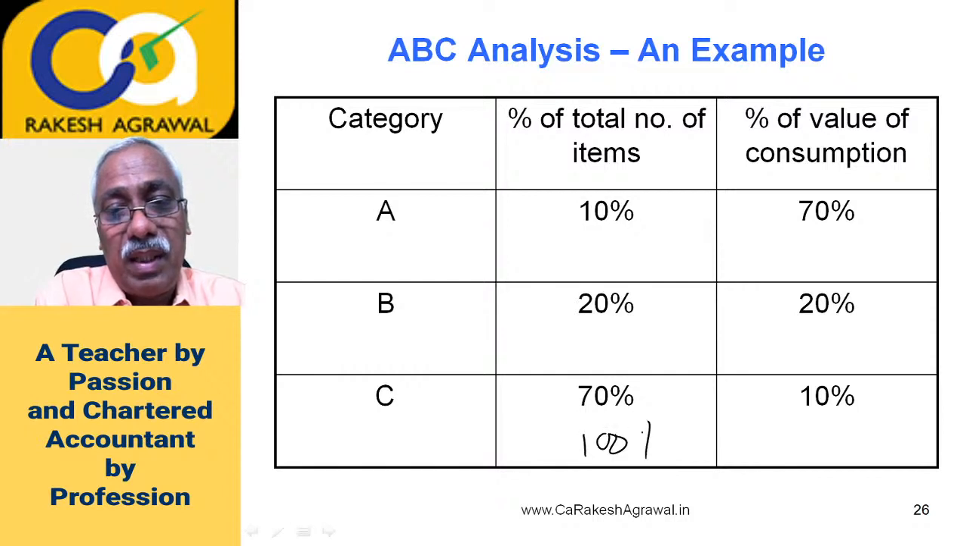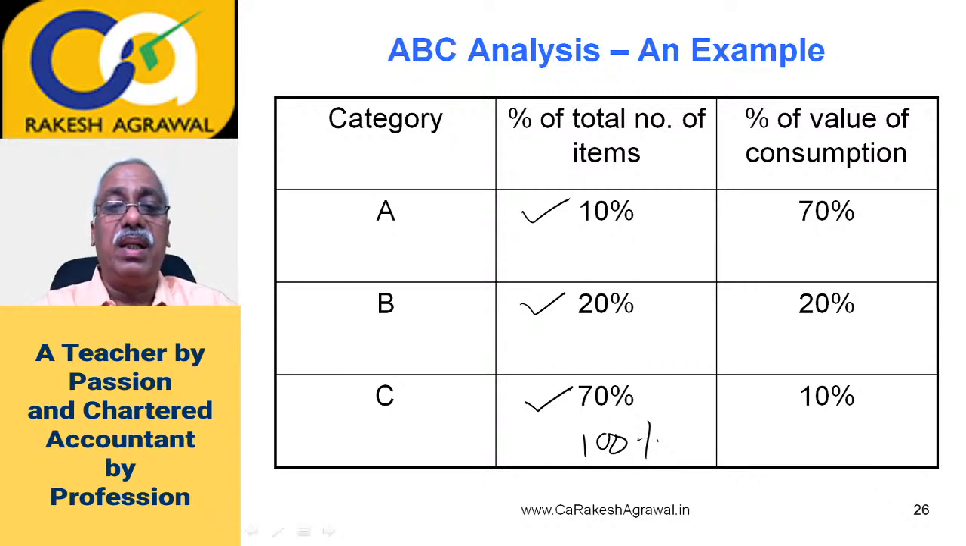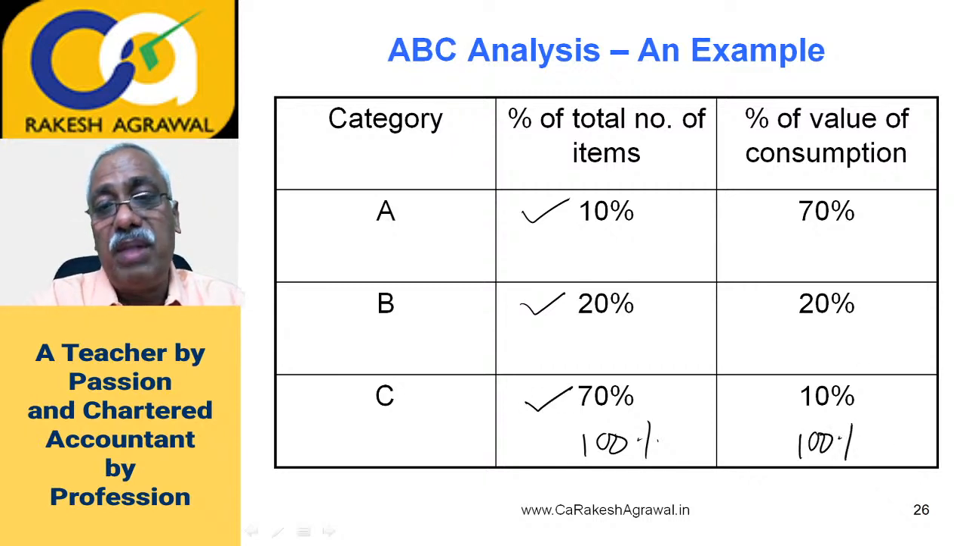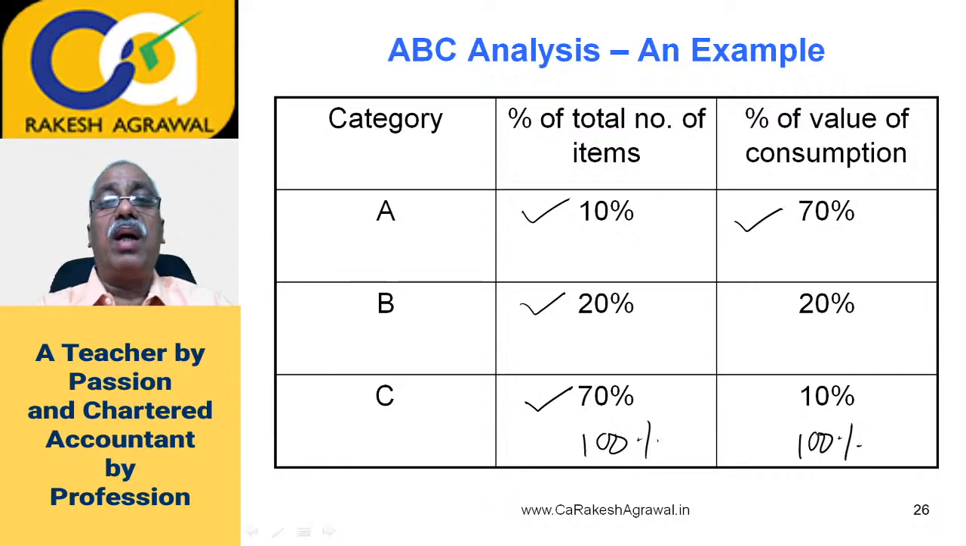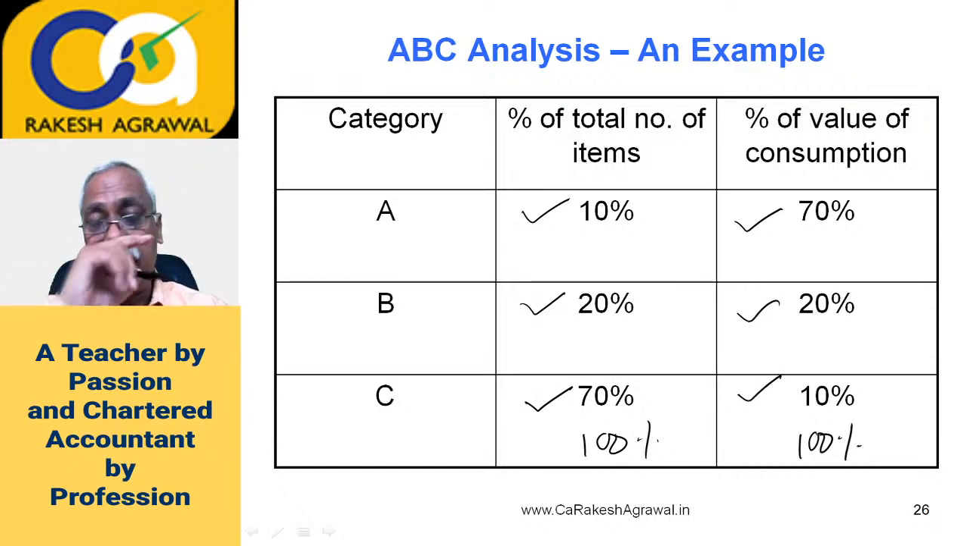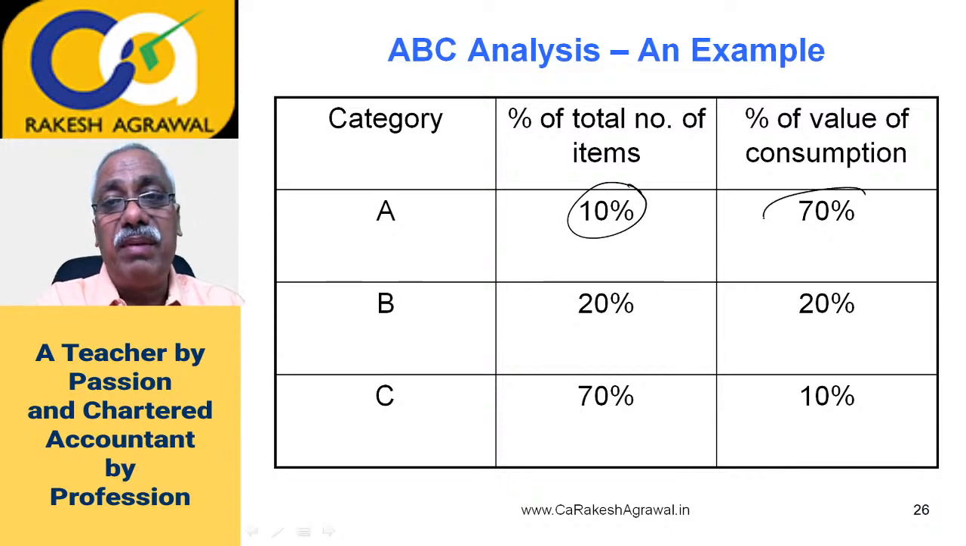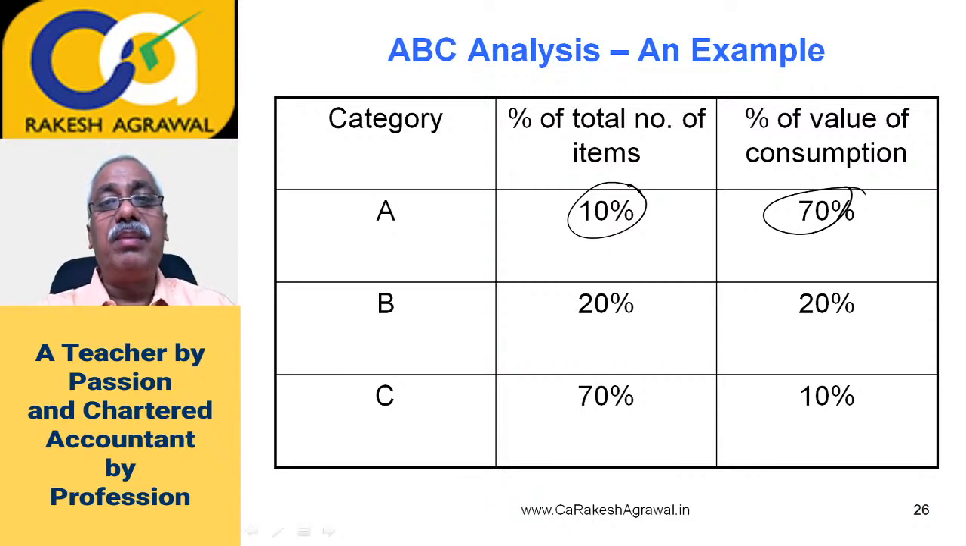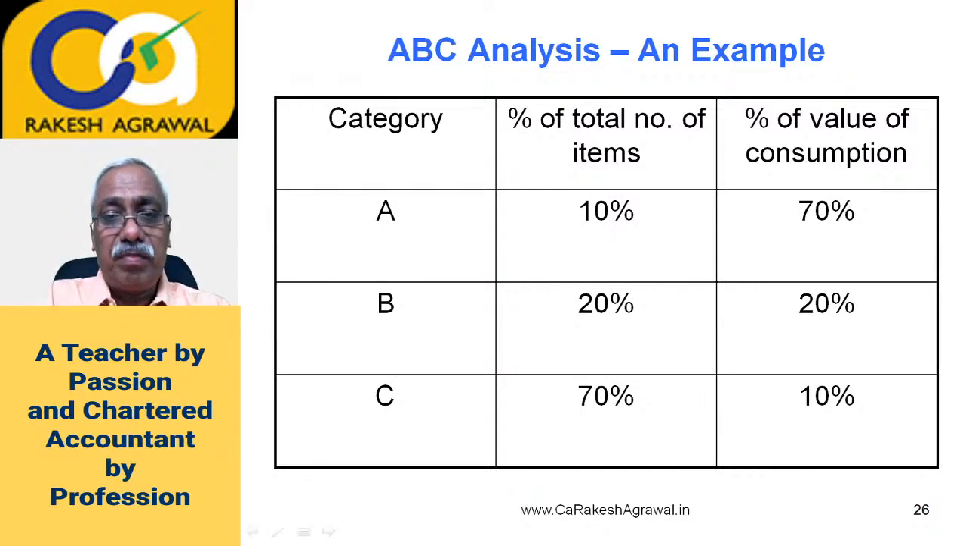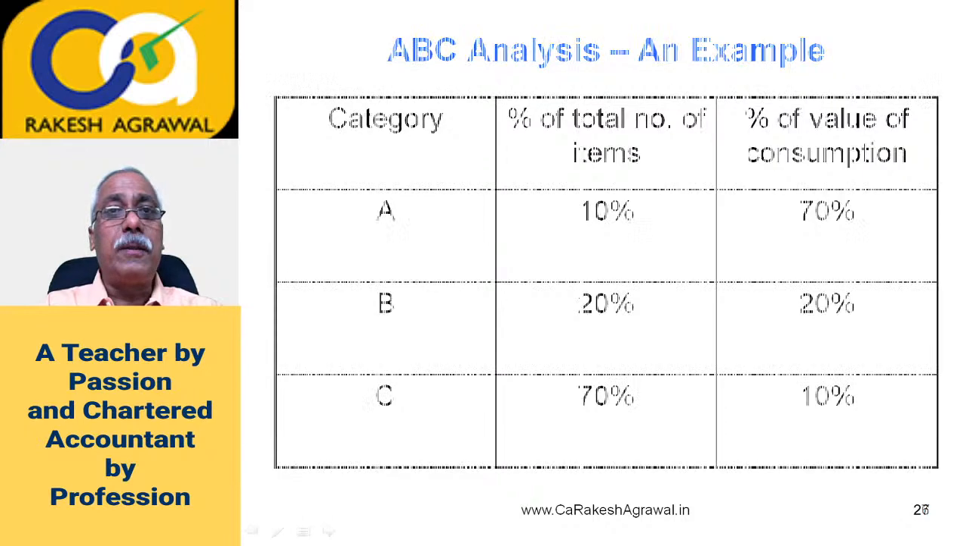So out of 100%, approximately we have taken 10% in category A, 20% in category B, and 70% items in category C. And out of 100% consumption value, category A accounts for 70% of the consumption value, B accounts for 20%, and C 10%. I repeat this, instead of 10% it could be 12%, it could be 8%, instead of 70% it could be 68%, 72%, whatever it is. The logic is low percentage of items, high consumption value is category A. I think this will be enough for you to write a short note if it appears, or if a practical question comes on ABC analysis.